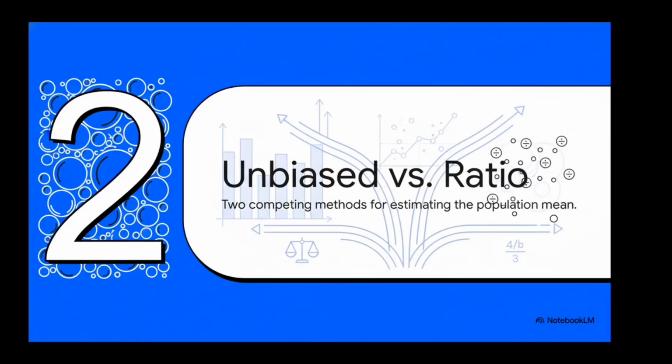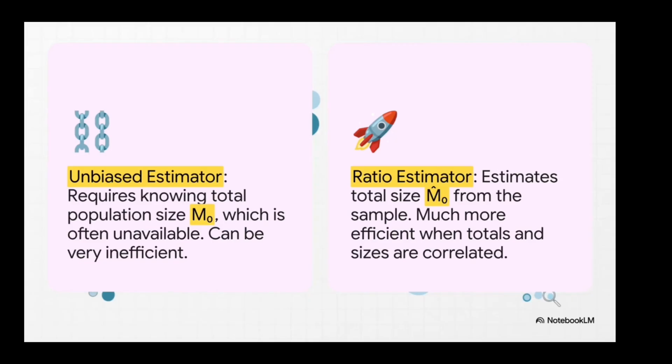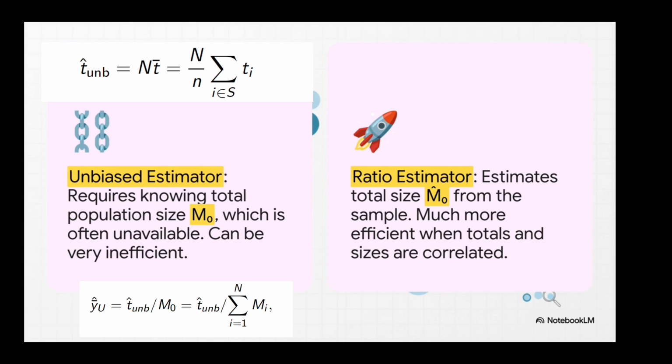Okay, so if the standard way of doing things has this major flaw, how do we get around it? Well, when we're trying to estimate the population mean, it turns out we have two main paths we can go down. On one hand, you've got the classic, by-the-book, unbiased estimator. You take your estimated total and divide by M naught, which is the total number of elements in the entire population. Sounds great in theory, but it smacks into a huge real-world wall. We almost never actually know what M naught is.